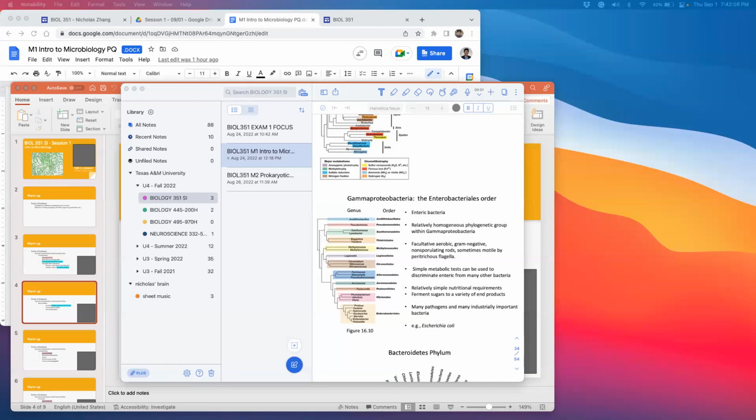Proteobacteria, yeah. 14th correct from Patrick. 15. Gram staining, yeah.